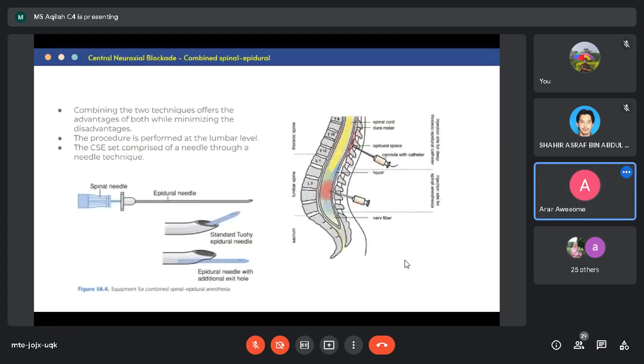Next. As I said before, when we combine these two techniques, we can offer the advantages of both and minimize the disadvantages. And this procedure is performed at the lumbar level and comprises a needle-through-needle technique, like we see in the picture. We have the spinal needle and epidural needle, a needle-in-needle technique.